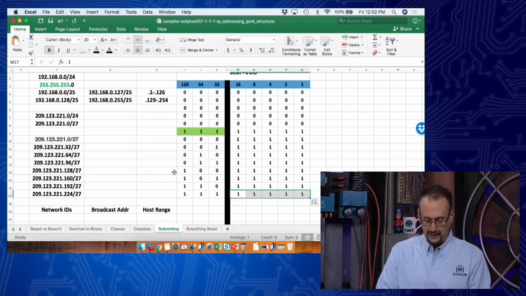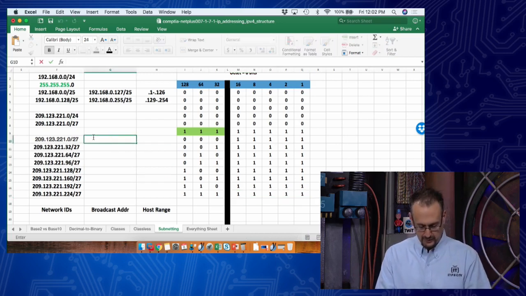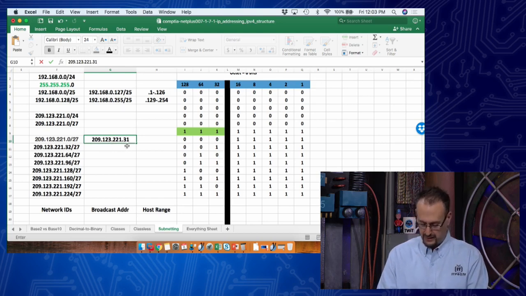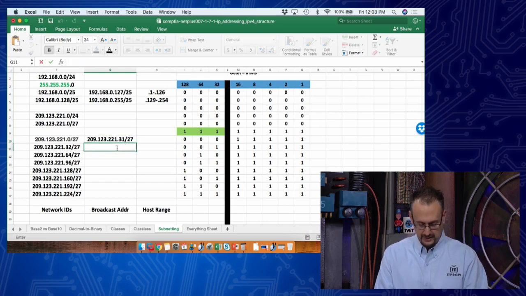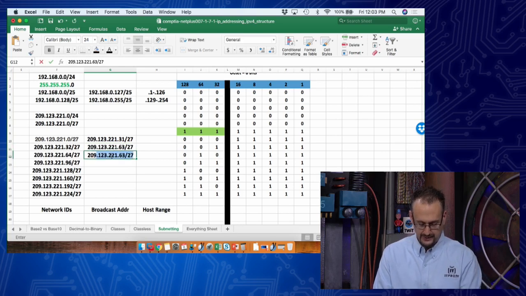So now that we know what the network IDs are, let's take these out of binary and convert them into decimal. All right, our very first one is going to be 209. If you want, you can always do the math here with me at home, you can pause it, but the very first one is going to be 209.123.221.31, and again, we'll do our /27, just so we keep it consistent. Next one is going to be 209.123.221.63, and again, /27.